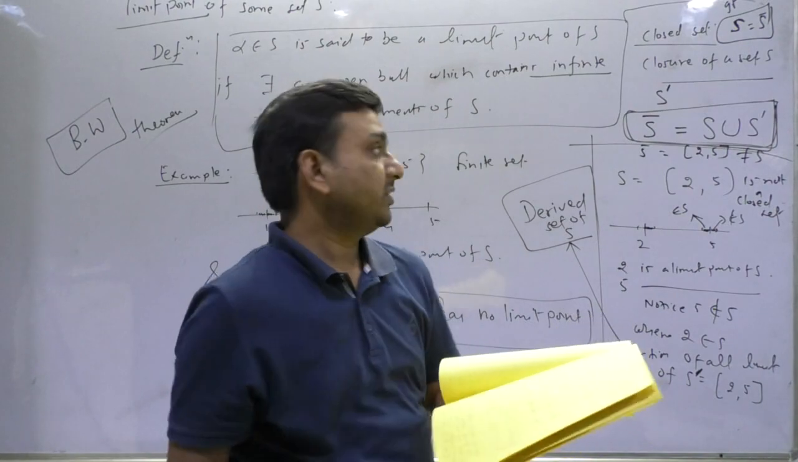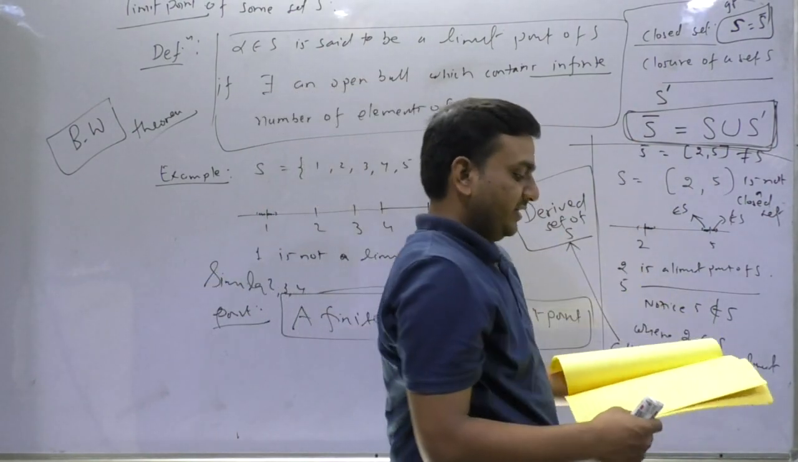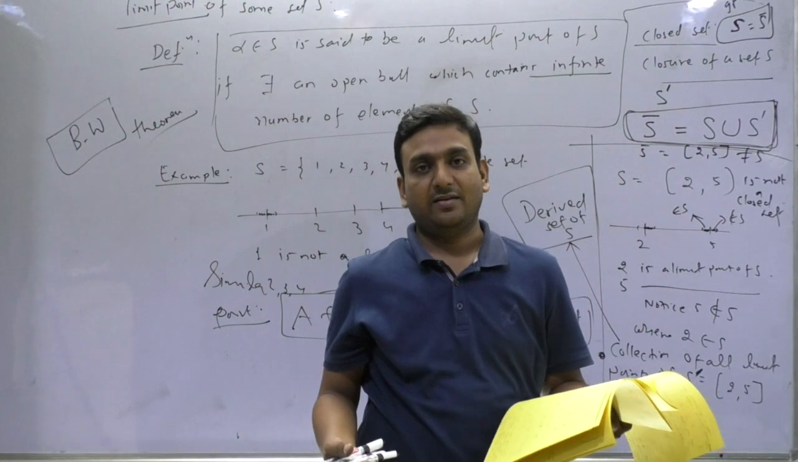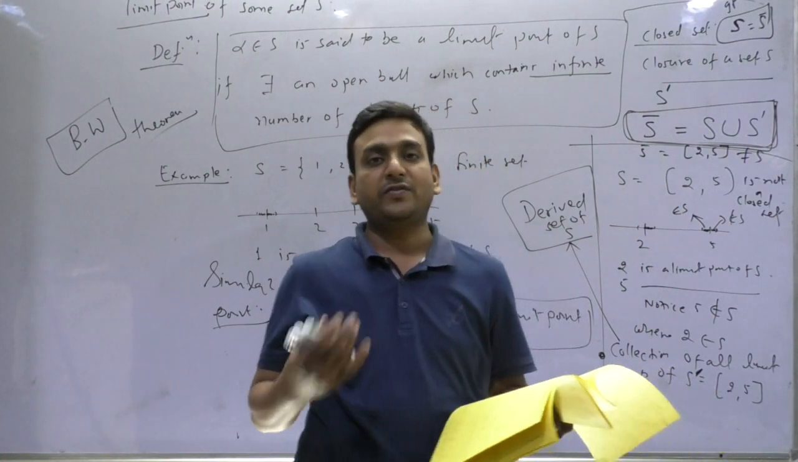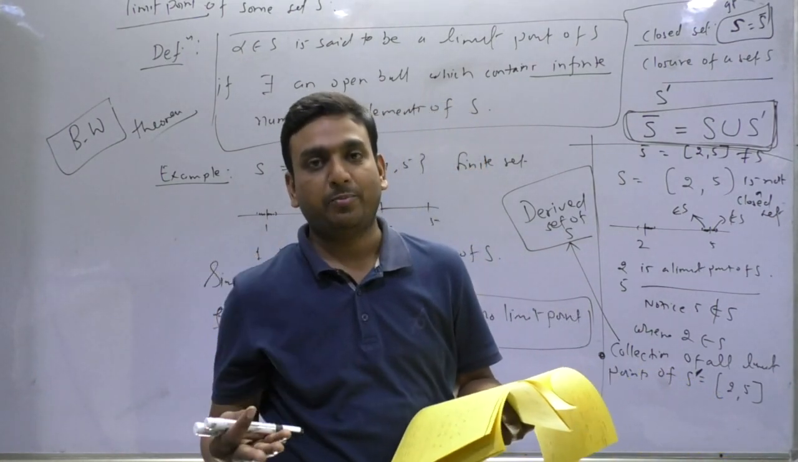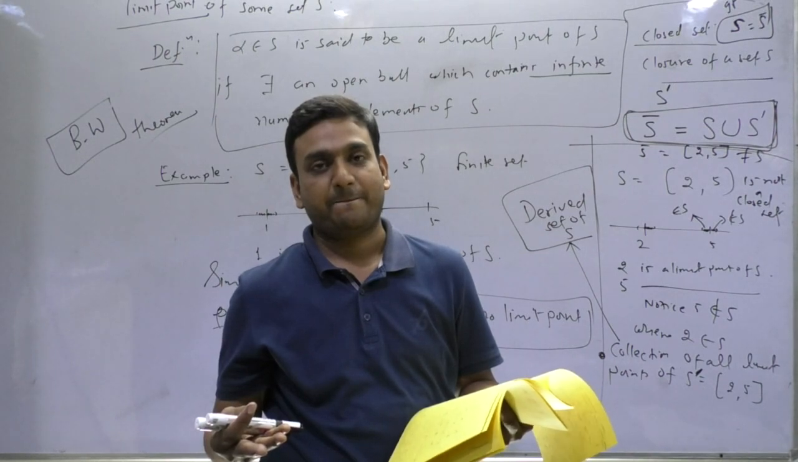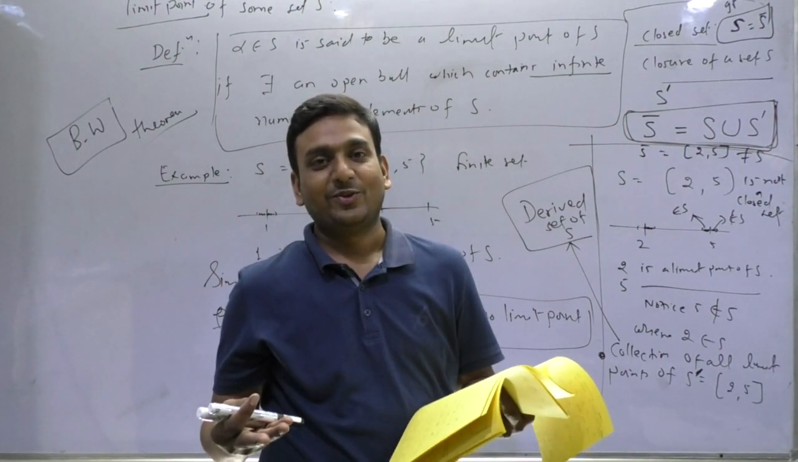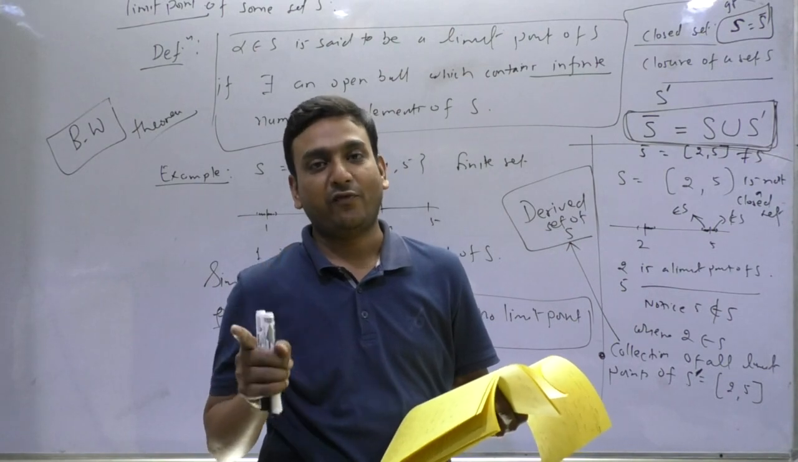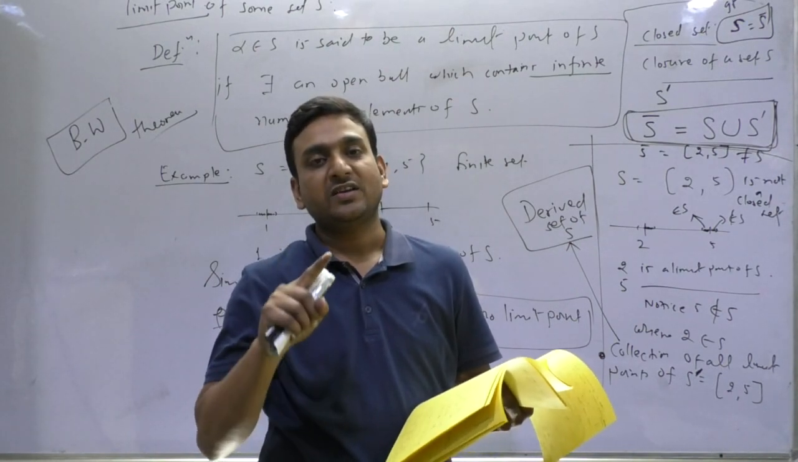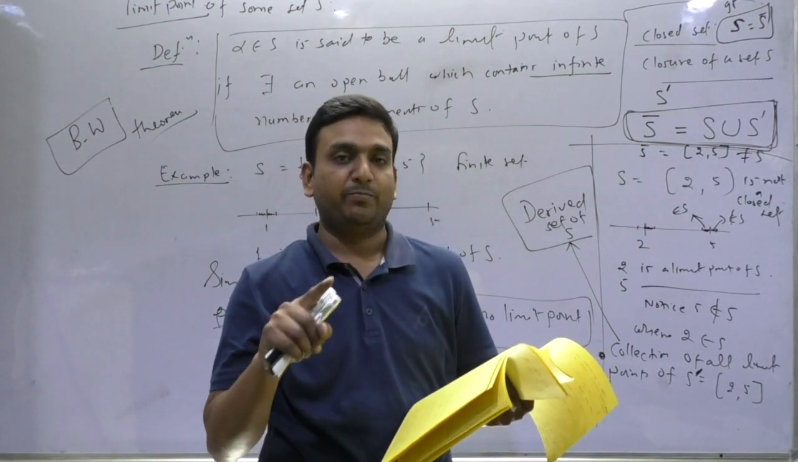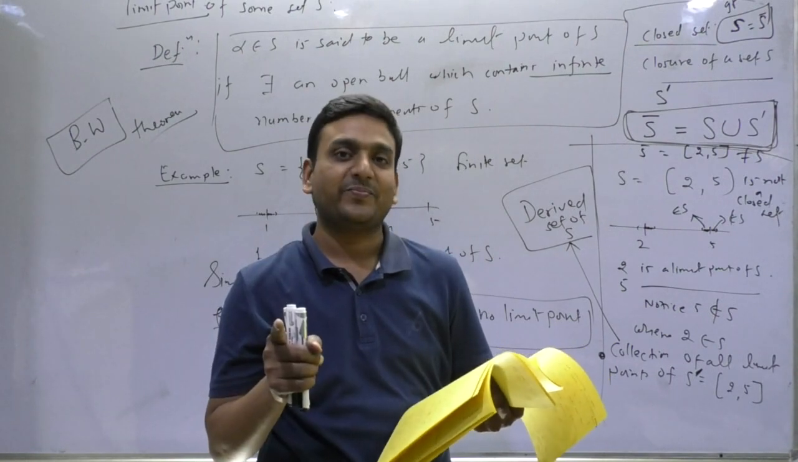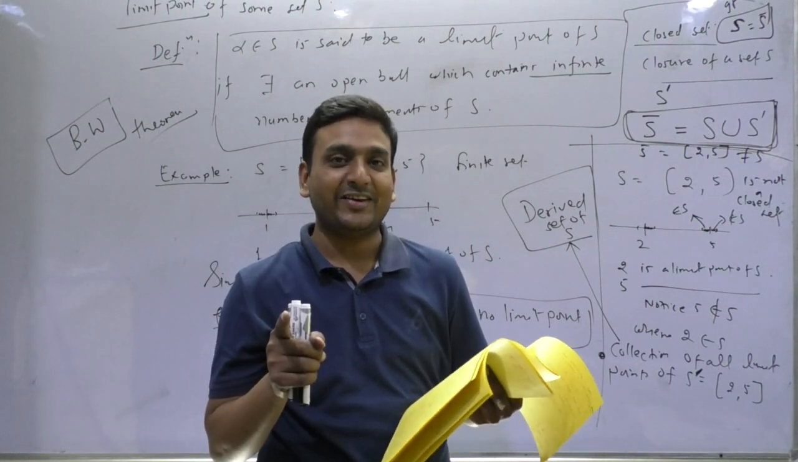Z is closed. Just apply this definition. Z is closed or not? No point of Z is a limit point. Getting? So its derived set is phi. So Z closure is Z union phi, means Z itself. Getting my point or not?